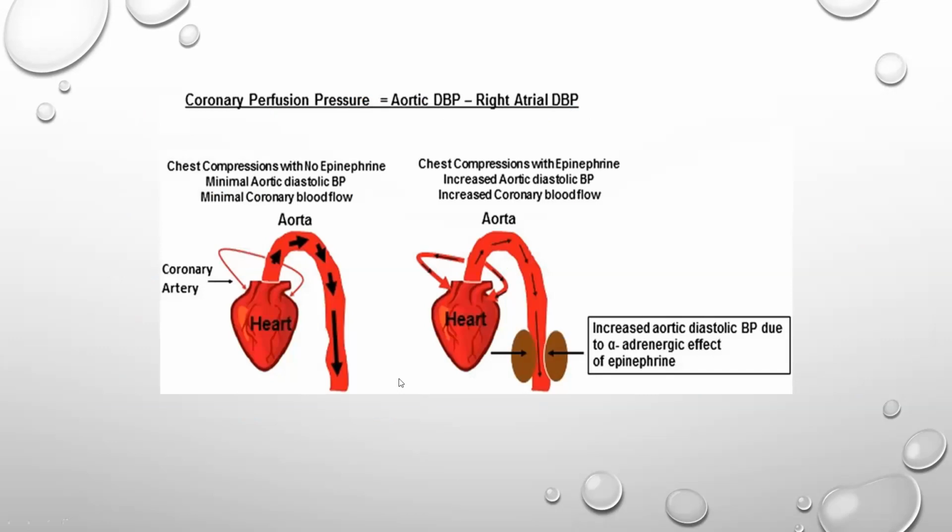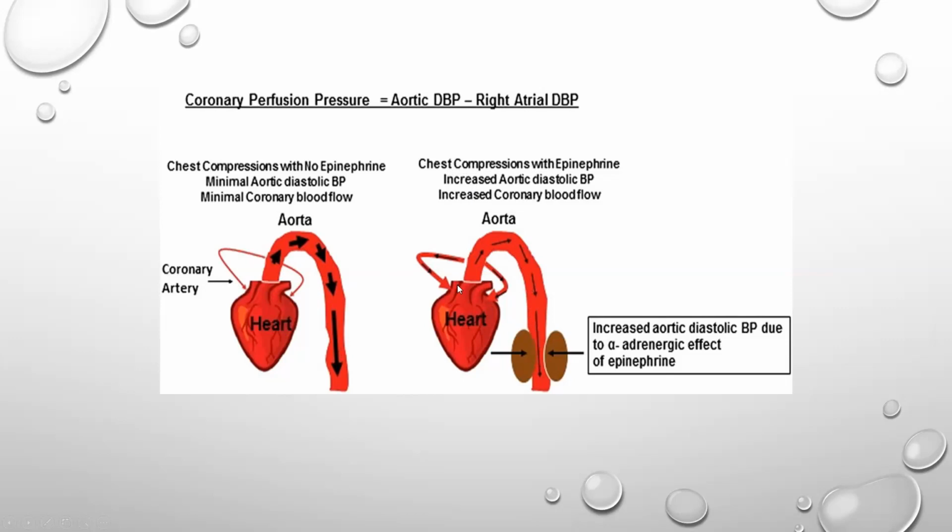Here, if you have a patient who is having, for example, cardiac arrest, and you start chest compression, and the diastolic pressure is low, then the perfusion to the myocardium will be low, so minimum coronary blood flow. So the results of this CPR will be less adequate. But if you do chest compression while giving epinephrine, then your effect will be that you will increase the diastolic pressure in the aorta.